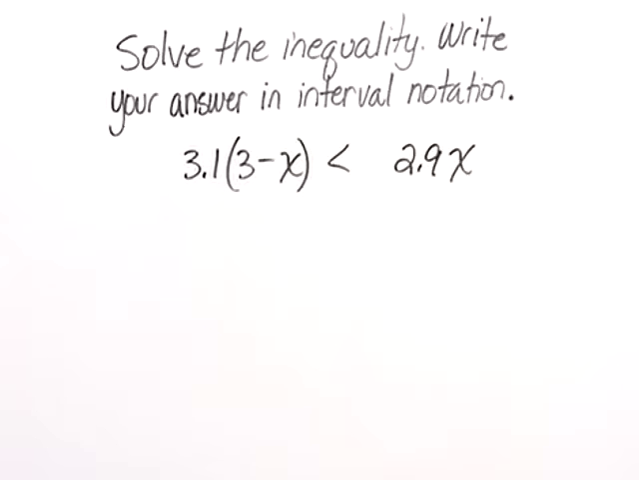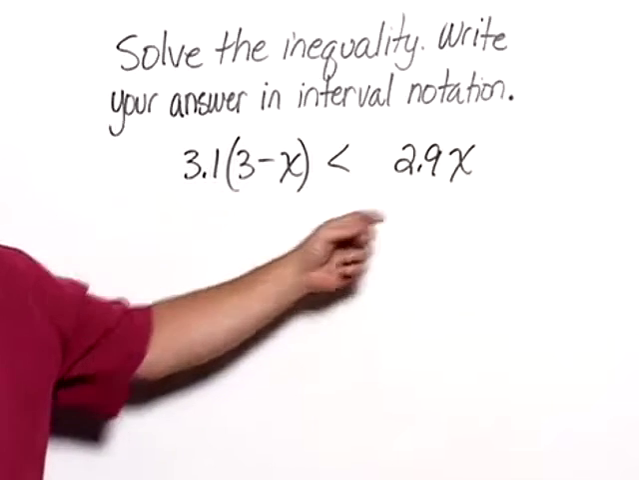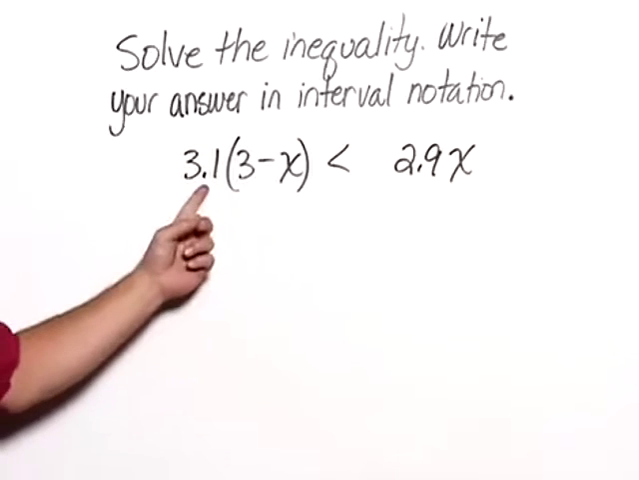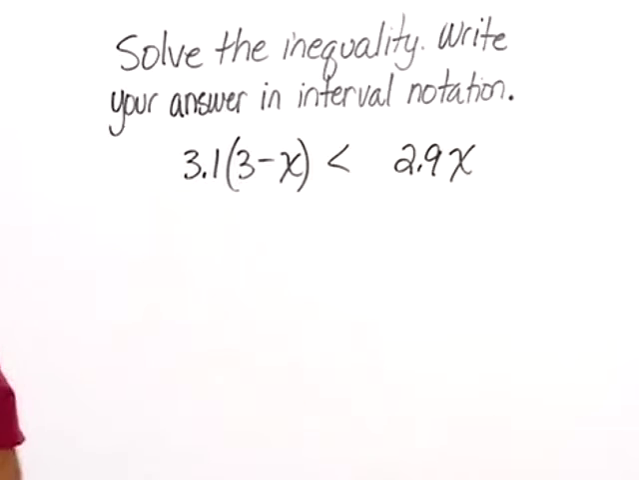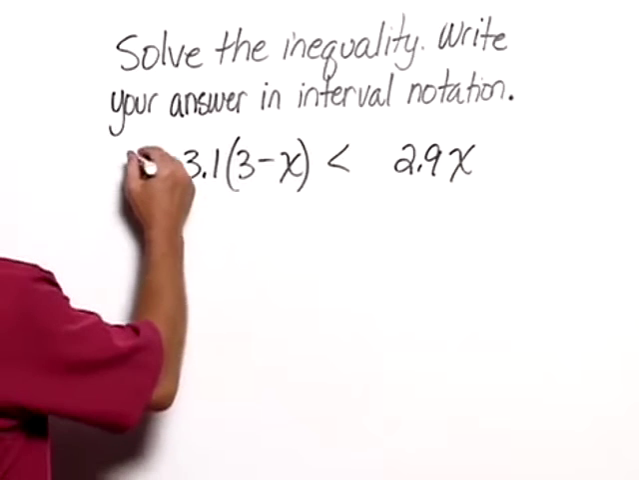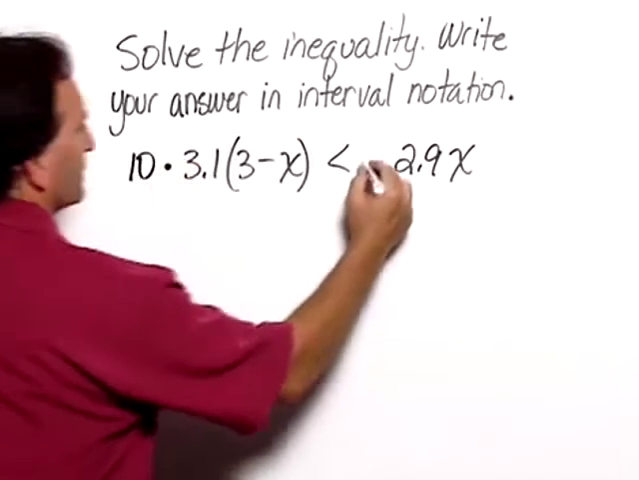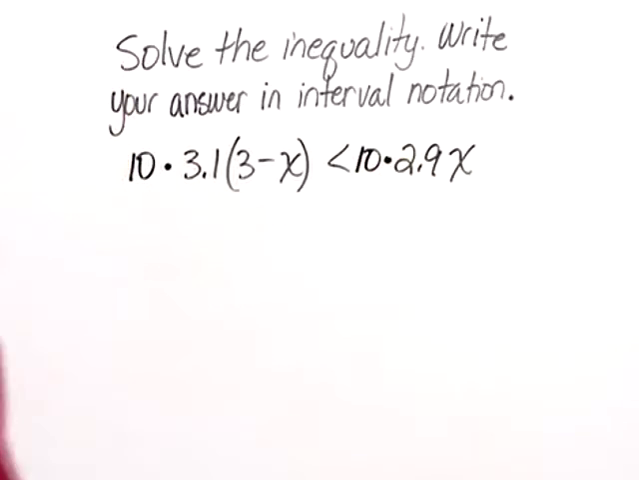Solve the inequality. Write your answer in interval notation. 3.1 times the quantity 3 minus x is less than 2.9x. Both sides have a decimal on them. This is 3 1/10, 2 9/10. And in that case, to clear the decimals, we'd multiply both sides by 10.